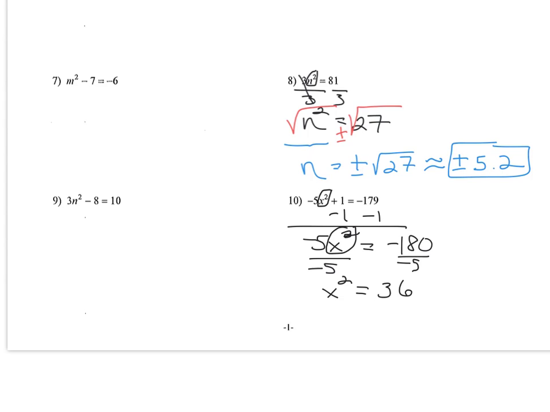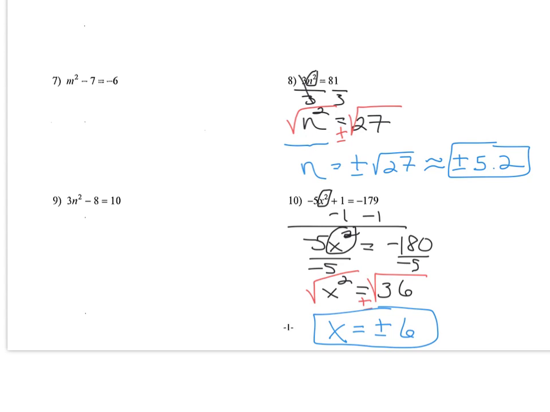The final step now, seeing that my squared term is all by itself, is to take the square root of both sides, doing again the plus or minus to incorporate both of our solutions. And on the left-hand side, I am left with just the x. And what's nice about problem 10 is the square root of 36 is a nice perfect square of 6. So our answers there are positive 6 and negative 6.